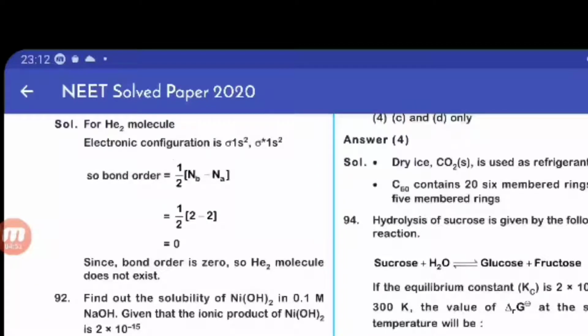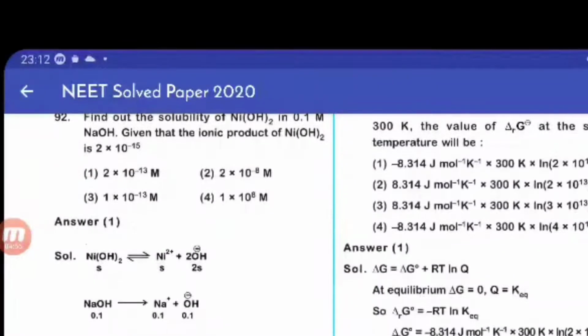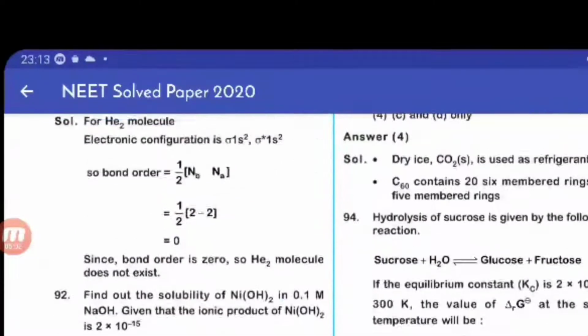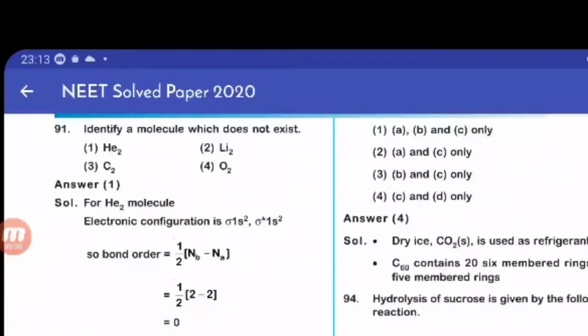Here dry ice, CO2, is used as a refrigerant, but it is not used as a refrigerant at home for ice cream or frozen food. And the C60 allotrope, that means Buckminsterfullerene, contains 20 six-membered rings and 12 five-membered rings.